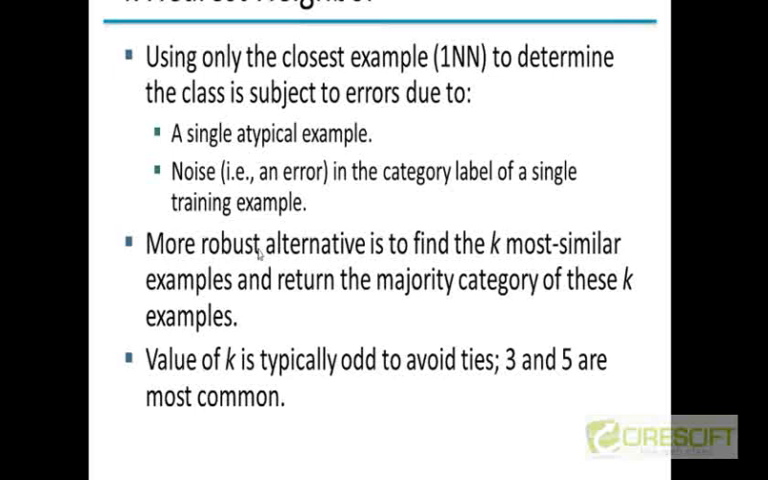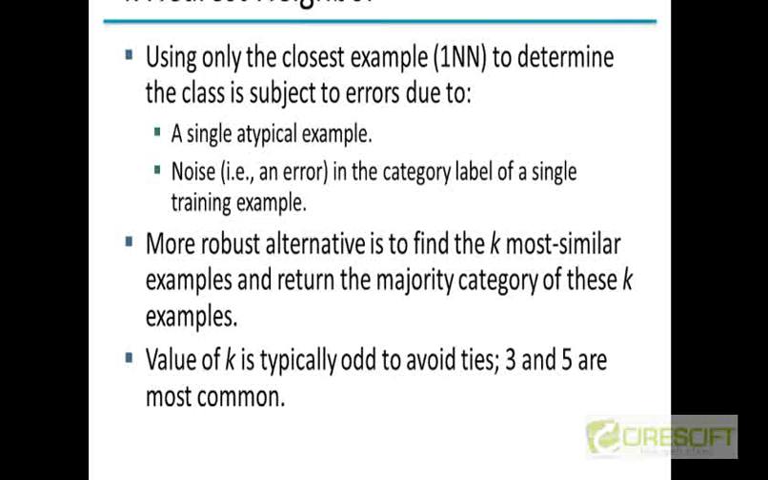So that's one of the problems, that a single atypical example can end up misclassifying your document. The other problem is that in the training phase, maybe there is an error in categorizing a particular training example, and that wrongly classified training example just happens to be the document that is closest to your test document. So the test document will also get an erroneous label in that case, right?